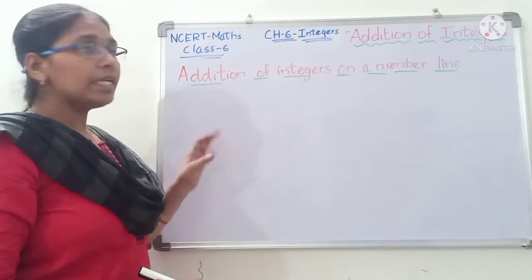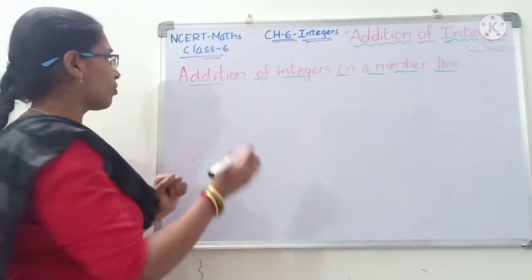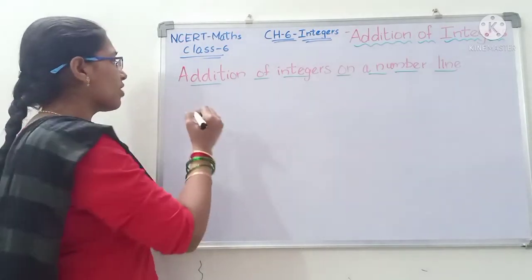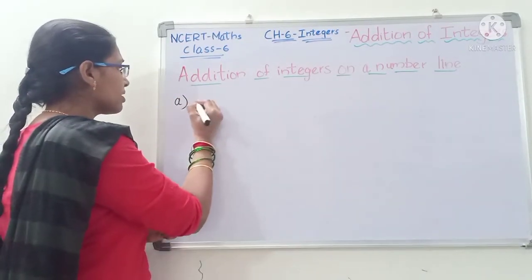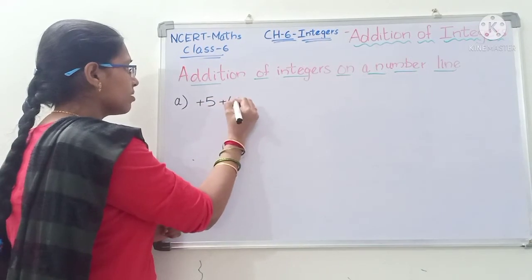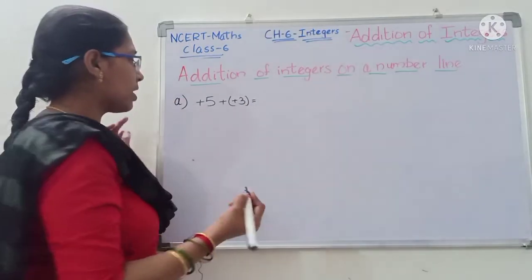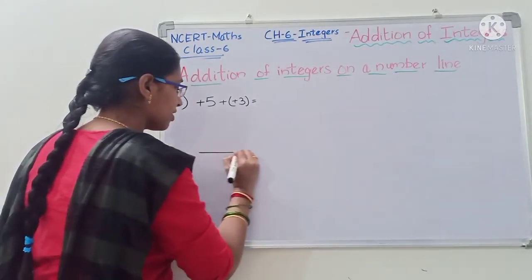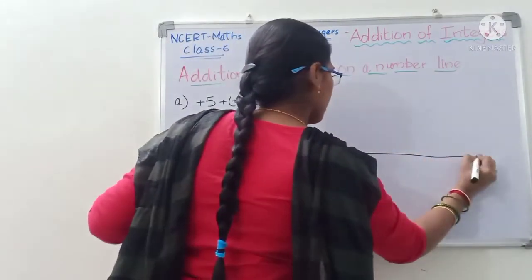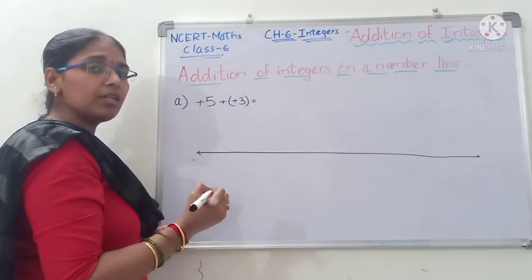Children, now let's see how we can add integers on a number line. Using a number line, how can we add integers? Consider an example. Plus 5 plus 3. How can you add these numbers on a number line? Let's consider a number line first. How should you start writing the number line, children?